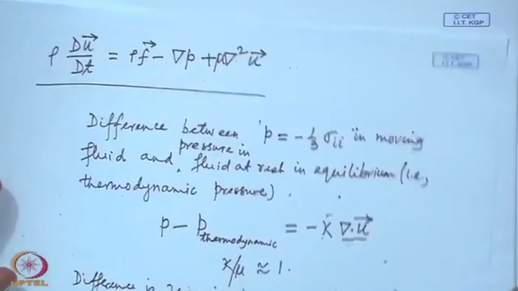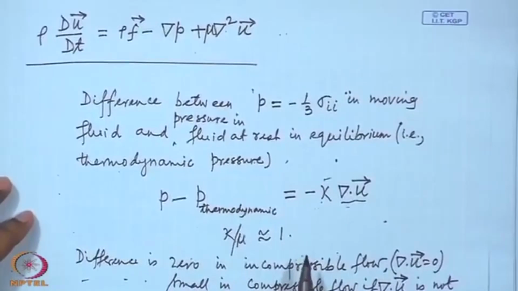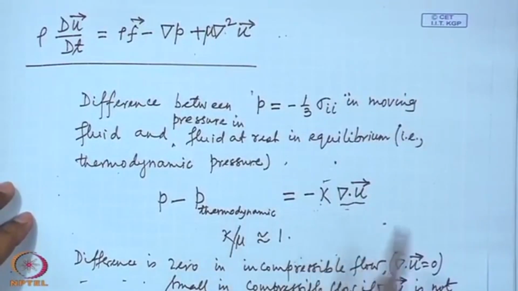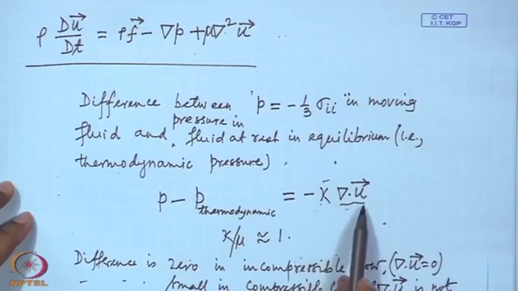Now, we will look at something special in this equation. If you look at the Navier-Stokes equation, and say for simplicity look at the last term in the case of incompressible flow. Yes, what we said is that even in compressible flow that difference is very small if divergence u is not extremely large.